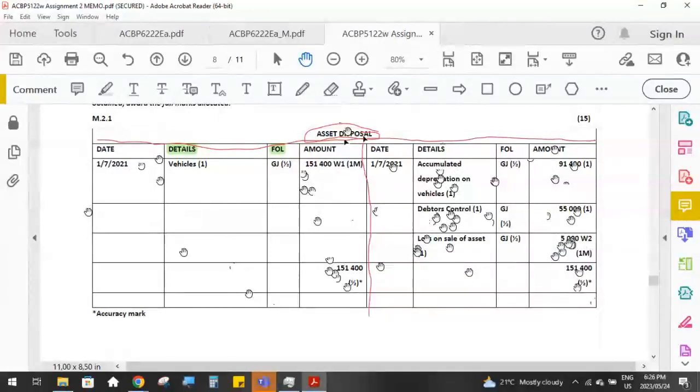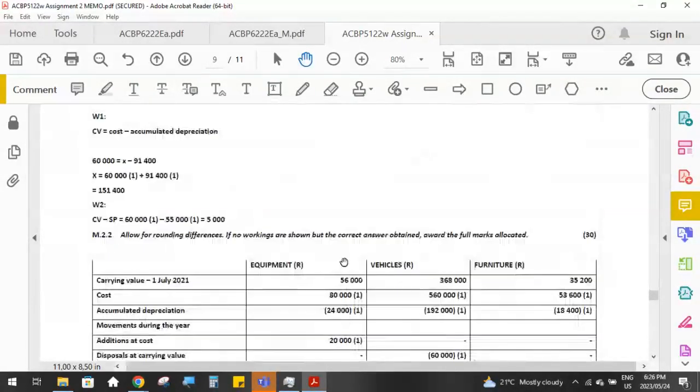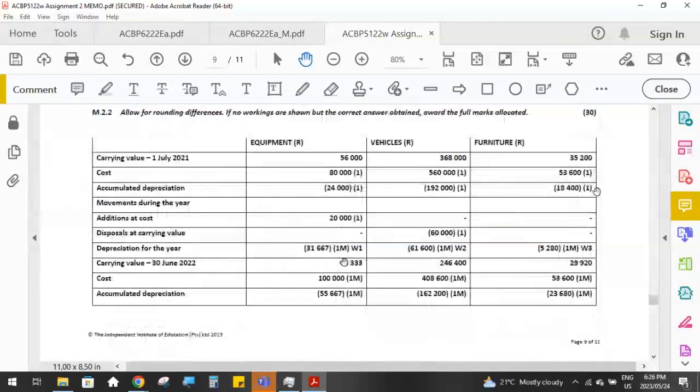This is also a very important process, and your 1, 2, 3, 4 steps and 4 journal entries that you need to know for the disposal of any asset, and then also the T account, what entries go into the T account asset disposal to record that. All right, and then the last one is the note for property, plant and equipment.